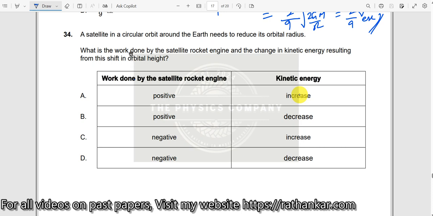Question number 34. A satellite in a circular orbit around the Earth needs to reduce its orbital radius.